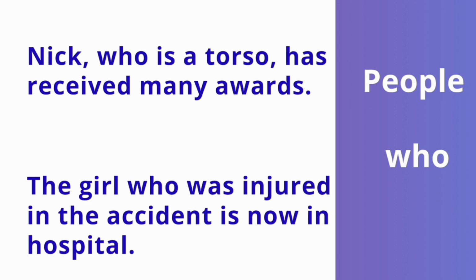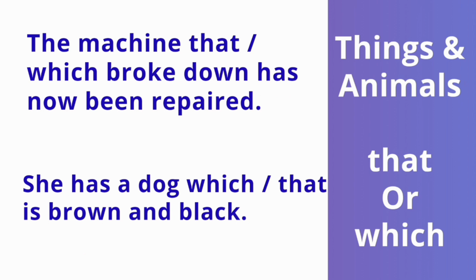We use who for people. For example, Nick, who is a doctor, has received many awards. The girl who was injured in the accident is now in hospital. We use which for things and animals. The machine that or which broke down has now been repaired. She has a dog which is brown and black.